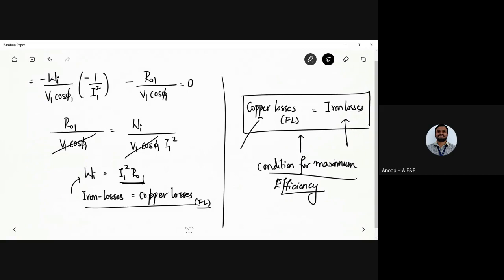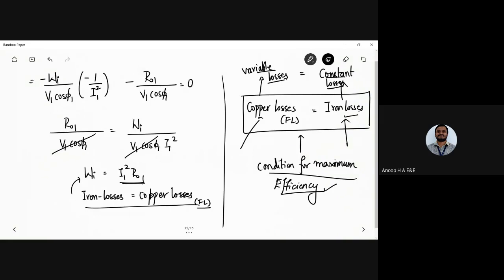So we can have this full load copper losses equal to the iron losses. It is not the vice versa, because copper losses is said to be the variable losses. Once these variable losses are equal to the iron losses, you will be having this equation that is valid for the single phase transformer. So copper losses is said to be the variable losses, and that would be equal to the constant losses. We will be calling constant losses as iron losses. So this is one of the important derivations that we have derived.